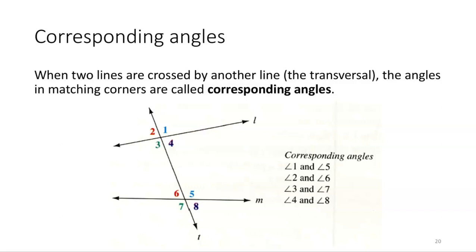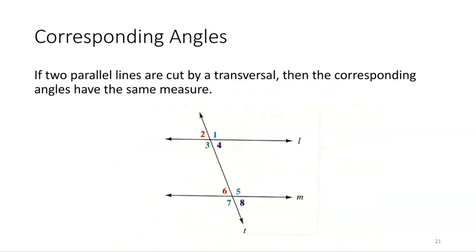When two lines are crossed by another line, the angles in matching corners are called corresponding angles. So in this case, angle 1 and angle 5 are corresponding. Angle 4 and angle 8 are corresponding. Angle 2 and angle 6 are corresponding. And angle 3 and angle 7 are corresponding. If you have two parallel lines cut by a transversal, then the corresponding angles will always have the same measure. That is, angle 1 is congruent to angle 5, angle 2 is congruent to angle 6, angle 3 is congruent to angle 7, and angle 4 is congruent to angle 8.